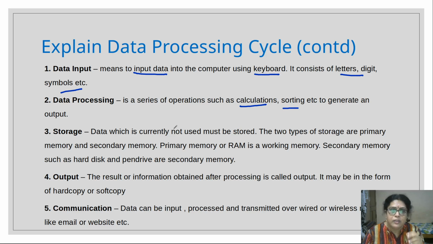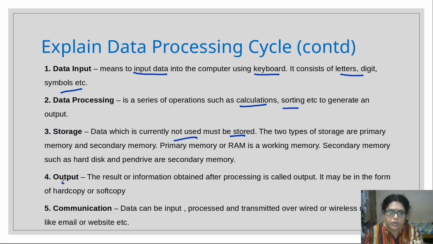Storage. The data that is not currently used has to be stored. So where will it be stored? It has to be stored in either the primary memory or the secondary memory. But primary memory is a working memory. The RAM is a working memory. Just in the previous slide I told you that all the processing is done by the primary memory. The secondary memory is like a hard disk or pen drive where the data can be stored for future use.